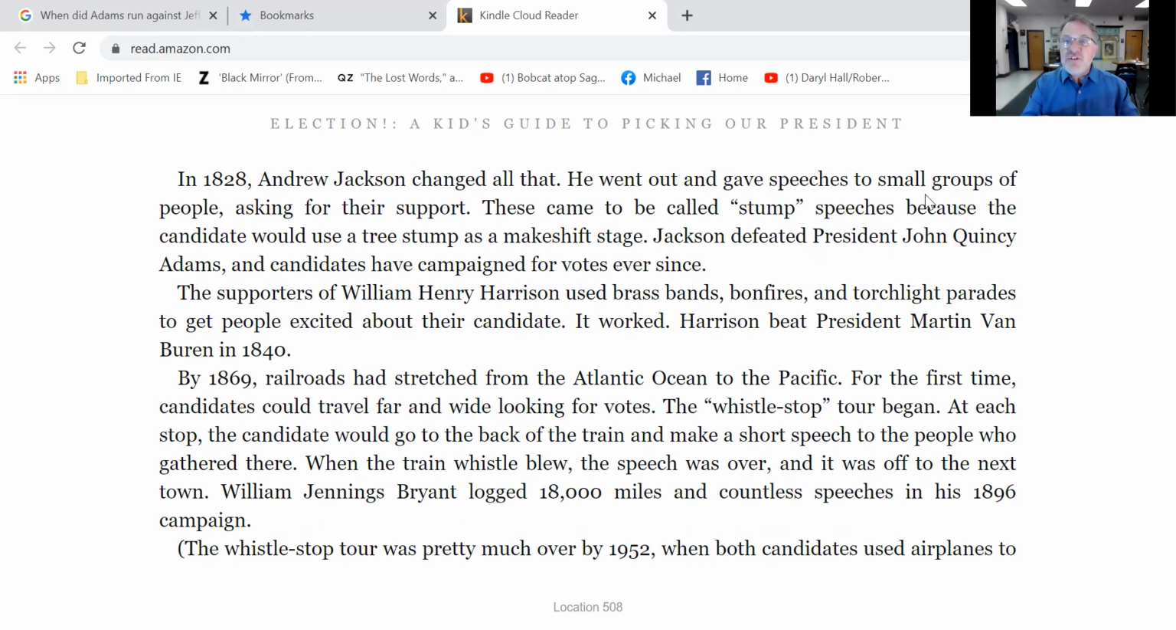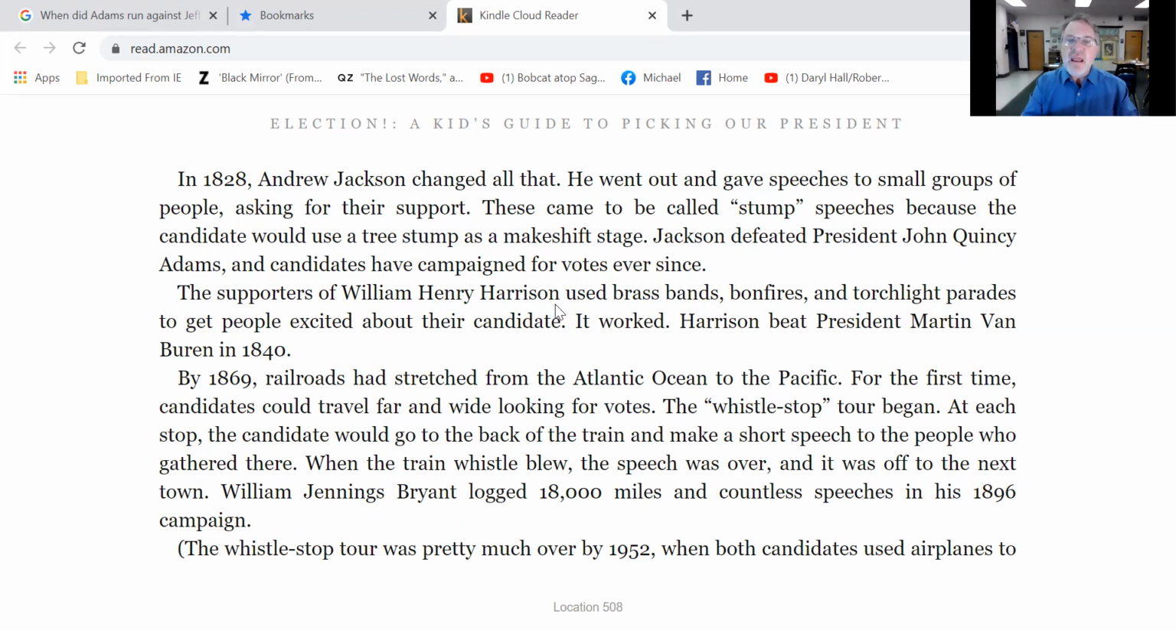He went out and gave speeches to small groups of people asking for their support. These came to be called stump speeches because the candidate would use a tree stump as a makeshift stage. In other words, he'd find a tree stump from a tree that was cut down, stand on top of it to be a foot or two higher than everybody else, and start talking loudly about how great he is and how terrible the opponent is. Jackson defeated President John Quincy Adams, and candidates have been campaigning for votes ever since.